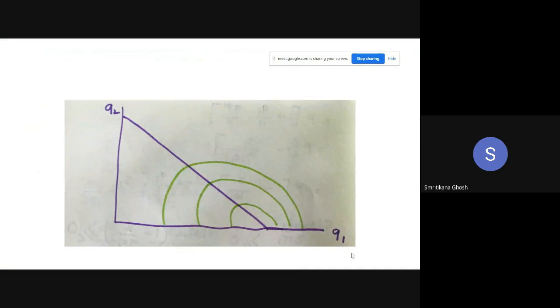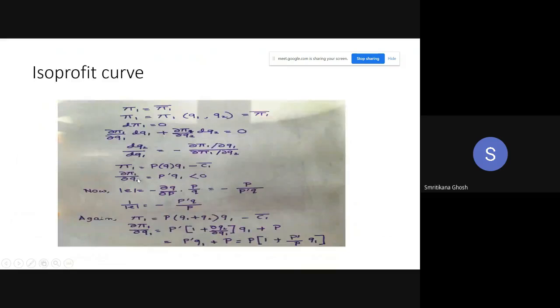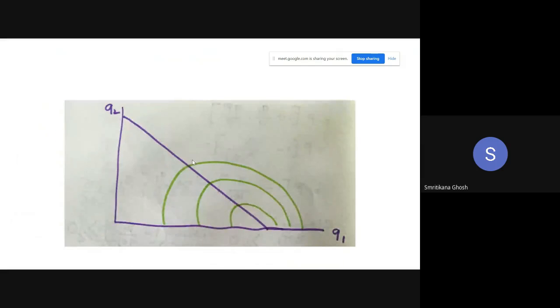When, look, what is the slope of the isoprofit curve? The slope of the isoprofit curve is dq2 dq1, right? And when it is at the maximum, then dq2 dq1 is equal to 0, right? It is rising, rising, rising. It approaches 0, and then after it is falling. And along the reaction curve, your dq2 dq1 is also equal to 0.